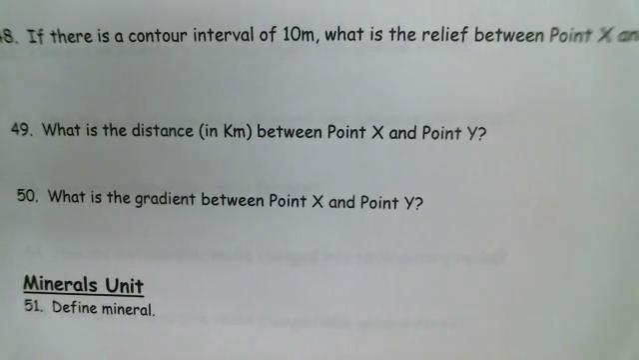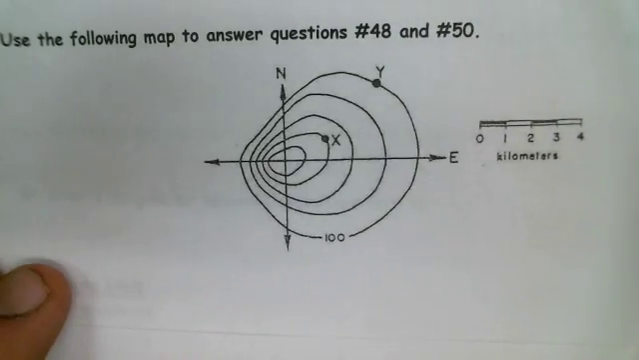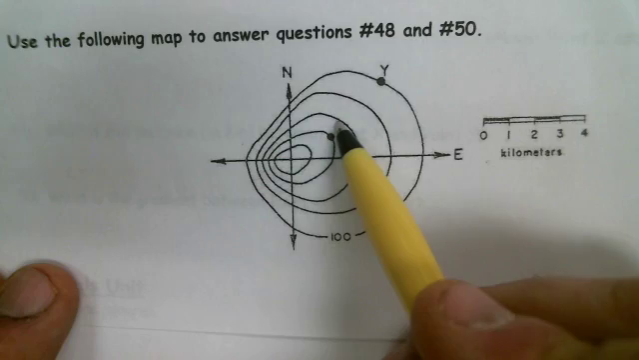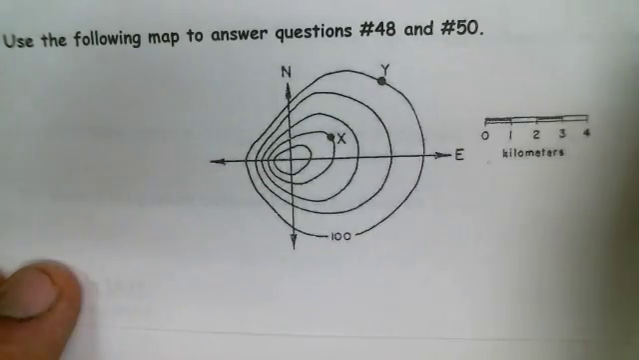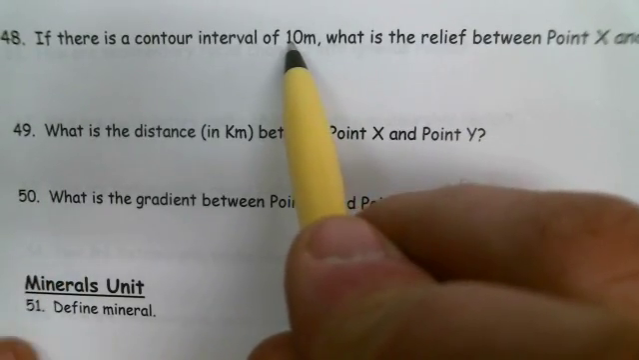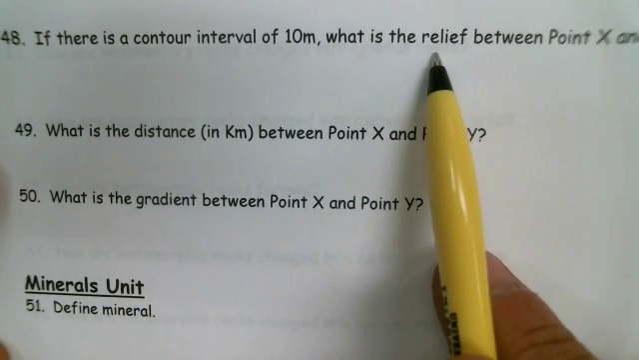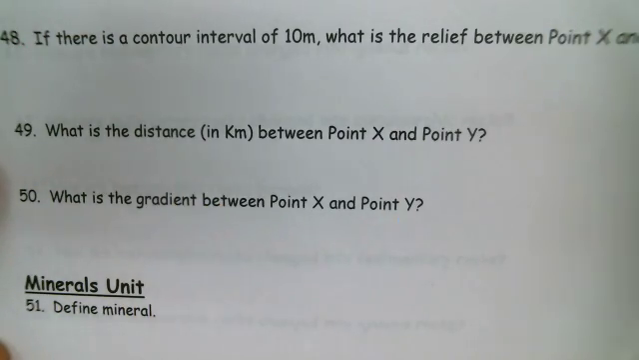Number 48 says, if there is a contour line interval of 10 meters, what is relief between X and Y? So we're using the previous page map. Here's X, here's Y, and we go 1, 2, 3 steps to go from one to the other. It says here that each interval is 10. So 3 steps times 10 is going to be 30. The relief is 30.